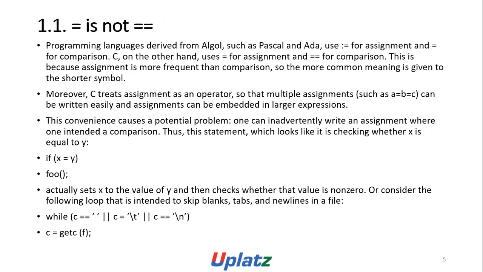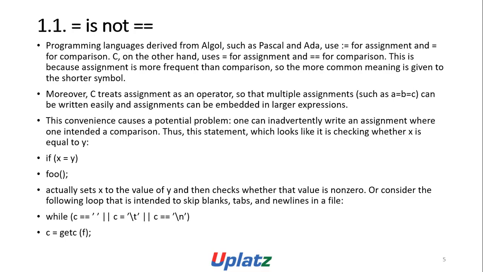= is not ==. Programming languages derived from Algol, such as Pascal and Ada, use := for assignment and = for comparison. C, on the other hand, uses = for assignment and == for comparison. This is because assignment is more frequent than comparison, so the more common meaning is given to the shorter symbol. Moreover, C treats assignment as an operator so that multiple assignments such as a = b = c can be written easily, and assignments can be embedded in larger expressions.